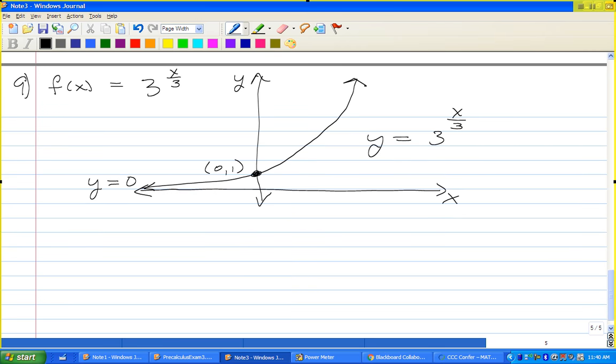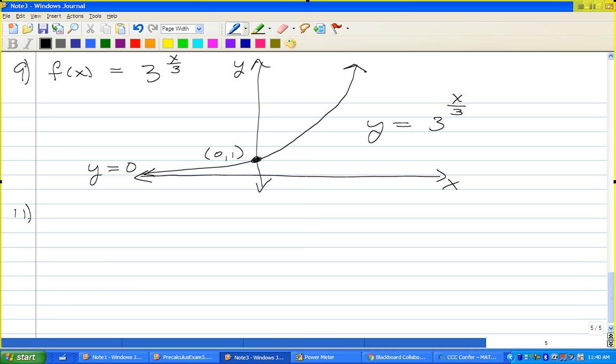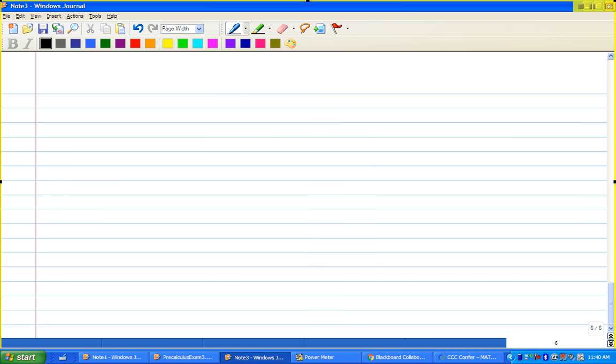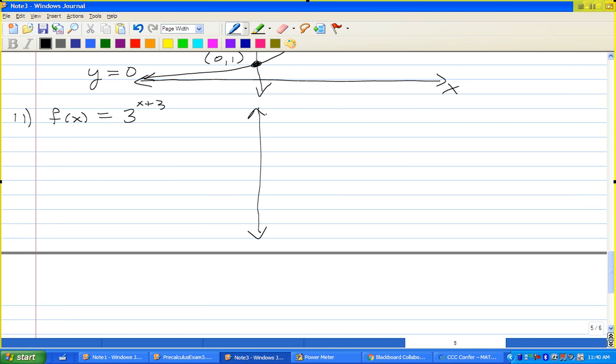11. f of x equaling 3 to the power x plus 3. So it's going to look like the graph of y equaling 3 to the x, but we're going to translate it. Since we're adding 3 to the x, we'll translate it in the negative x direction, to the left by 3. So it should be 1 here. So it looks like the sketch of y equaling 3 to the x, except we're going to move it over 3.